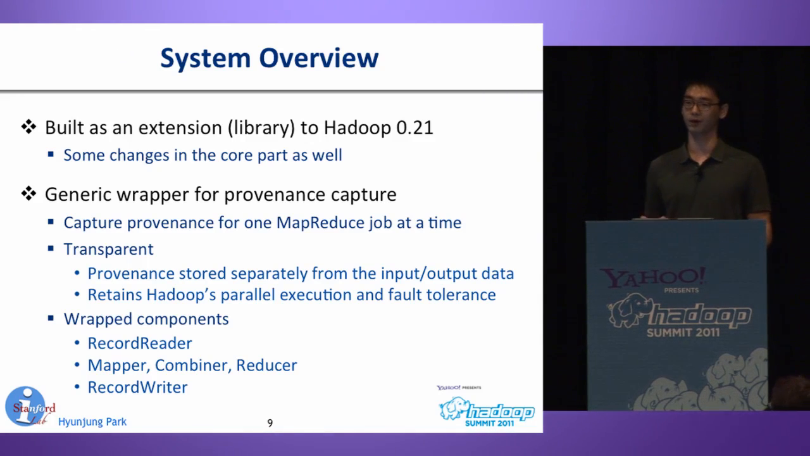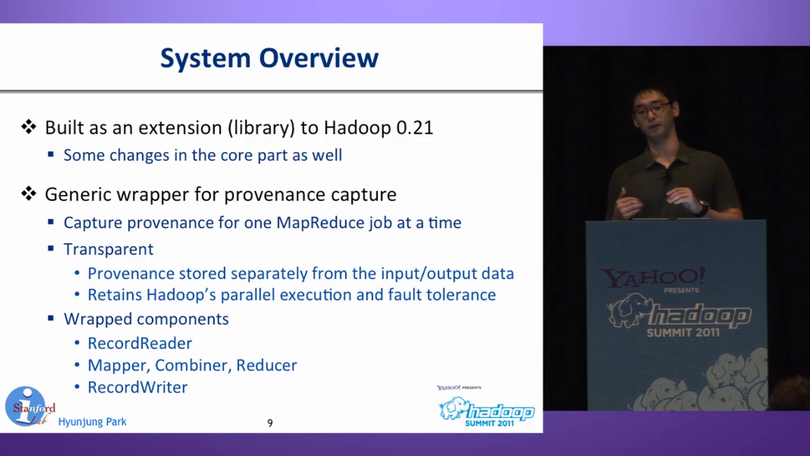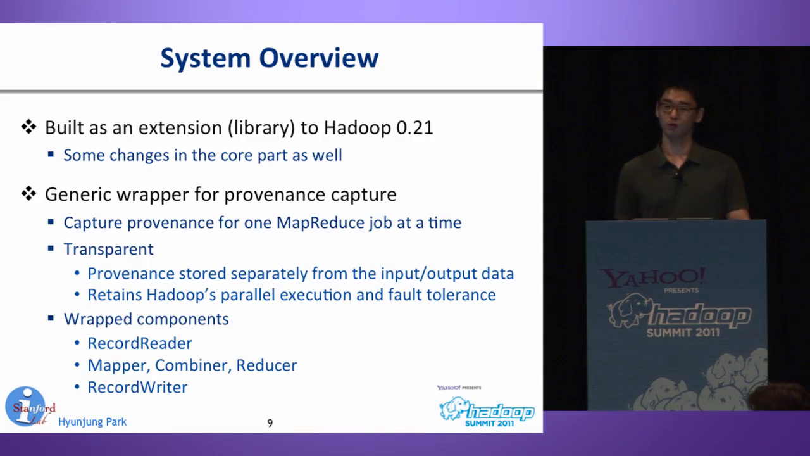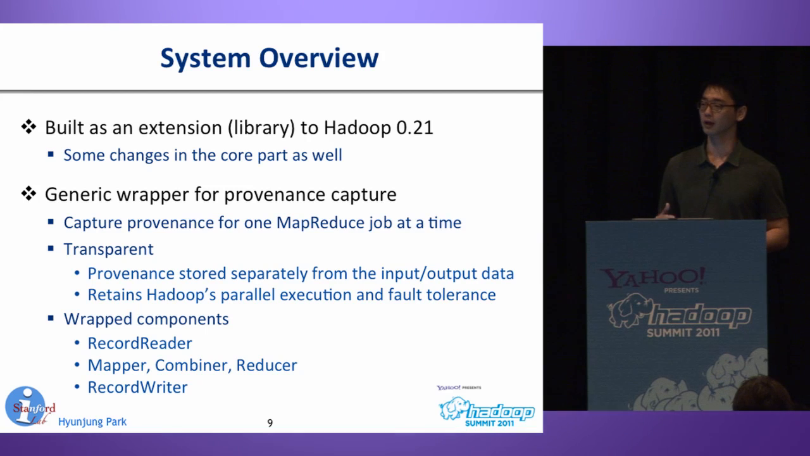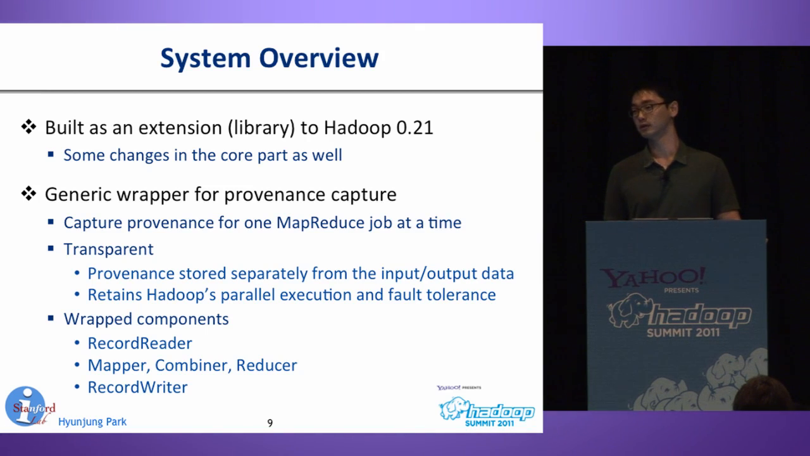But for now, the main benefit of this wrapper-based approach is that it is transparent both to Hadoop and to the user. From Hadoop's point of view, what you get after wrapping all of these components is another Hadoop job, so we can easily retain the nice properties of Hadoop, such as scalability, fault tolerance, and so on. From the user's perspective, the user need not be aware of provenance capture when writing MapReduce jobs. For example, we store this provenance information separately from the original output so that our wrappers don't break the entire workflow.